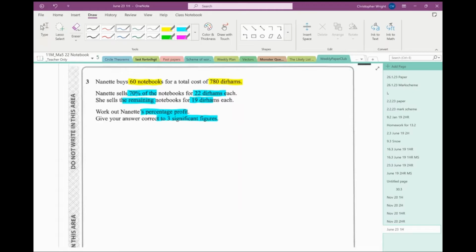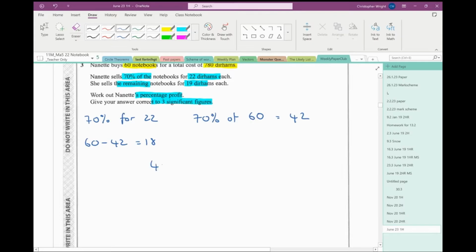Right, well, if she sells 70% of the books for 22 dirham each, well, 70% of 60 is 42. So she sold 42 for 22 dirham each, and she sold the remaining ones, 60 minus 42, so 18 left. So she sold 18 for 19 dirhams each. So how much money did she take in total? Well, 42 she sold for 22 dirhams, and 18 she sold for 19 dirhams.